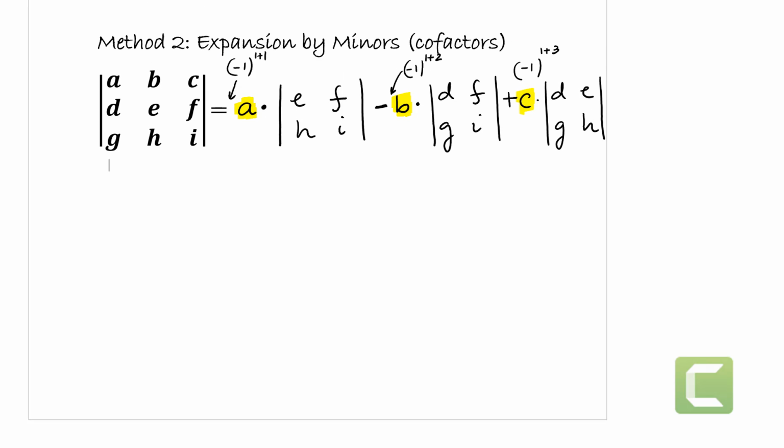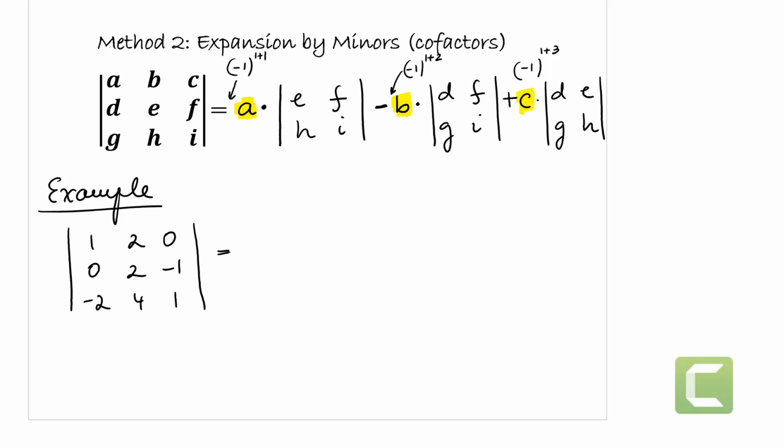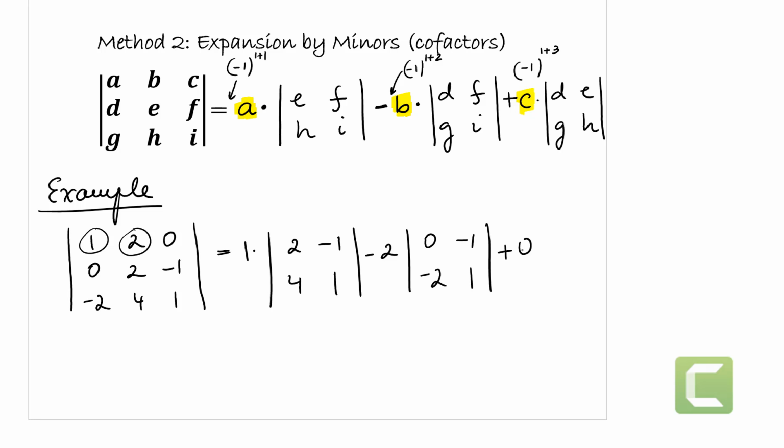So let's do an example. So we have to calculate this example. I'm going to expand it by the first row. So it's going to be 1 times, and then when we cross out the row of 1, we get 2, negative 1, 4, 1. Then minus, so we are expanding by this. Then 2 times the determinant that is obtained when we cross the row and the column, it's 0, negative 1, negative 2, 1. And then plus 0 times the determinant 0, 2, negative 2, 4.